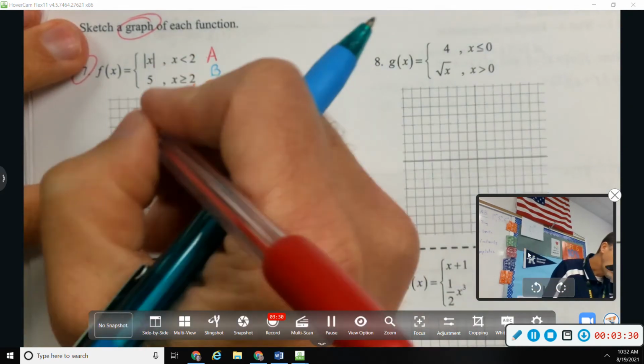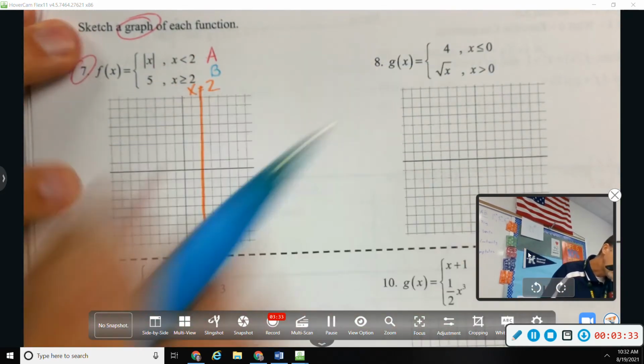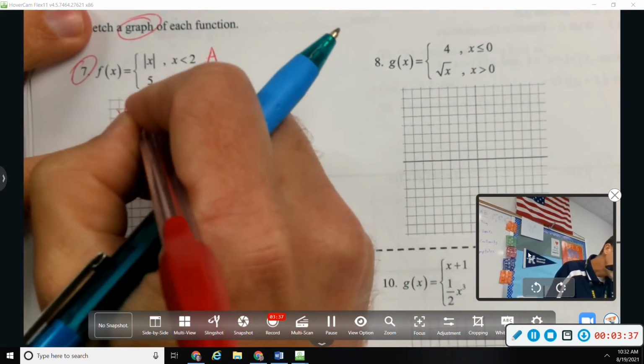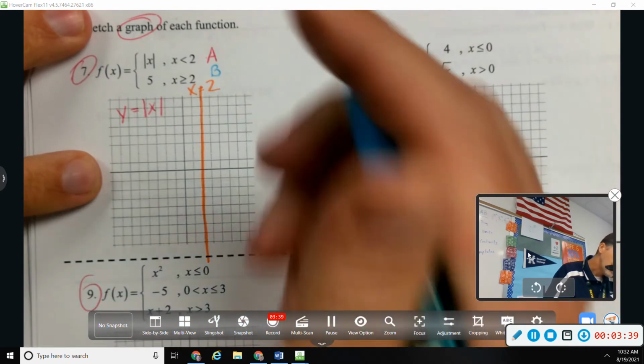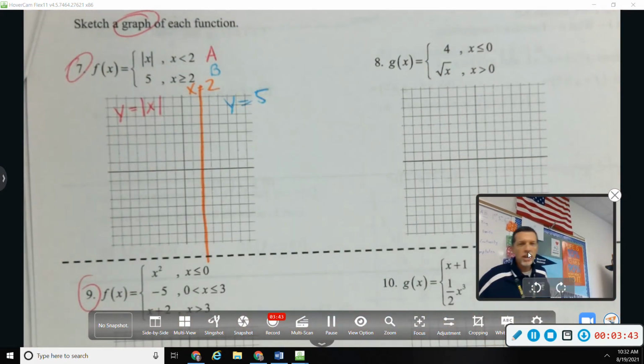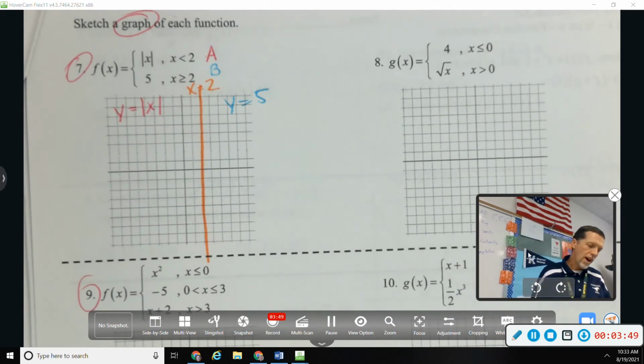So for graph A, when x is less than 2, so on the left-hand side of the graph, I'm going to graph y equals absolute value of x. For graph B, when x is greater than or equal to 2, on the right-hand side of the graph, I'll graph y equals 5.